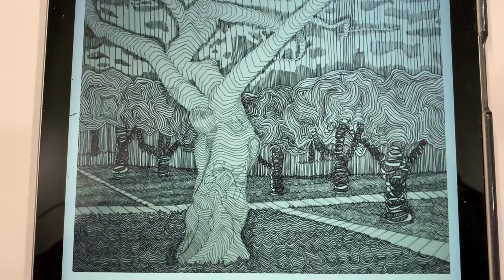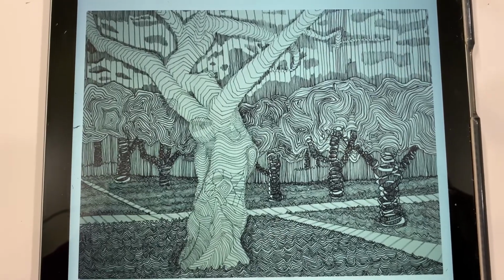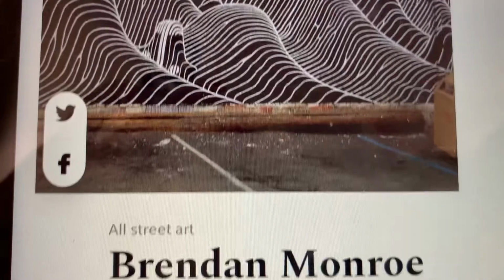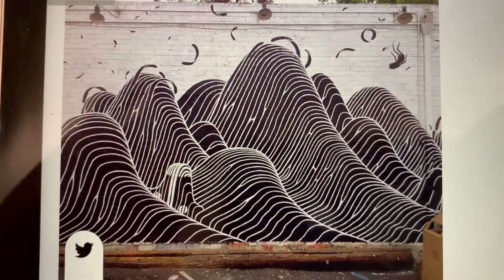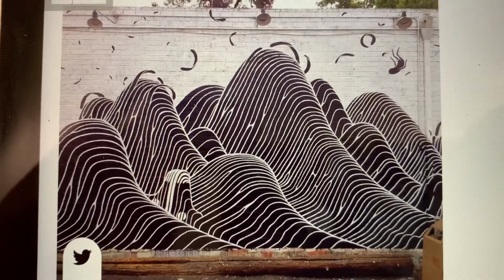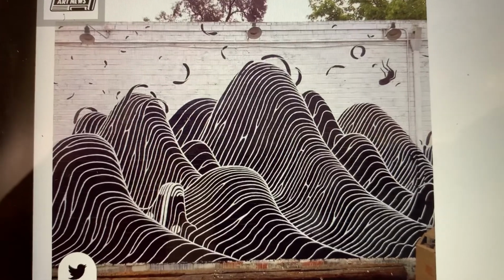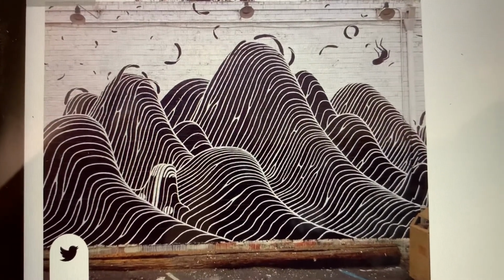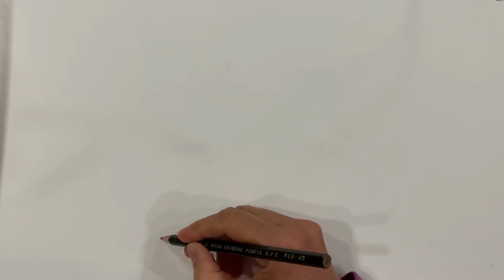So get some ideas of what you would like to create with just lines. We're doing landscapes and line today. This is a muralist, an artist who paints on walls. It's outdoors, and he's using very simple lines to create a feeling of 3D and a feeling of distance or depth.